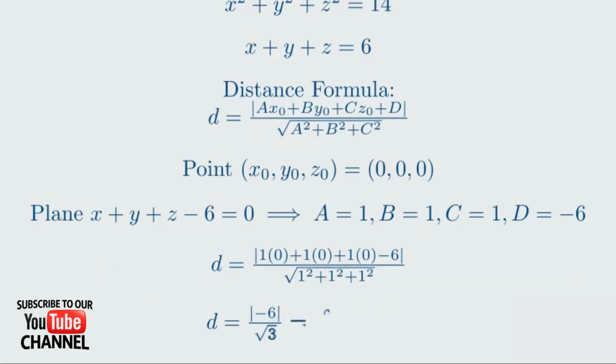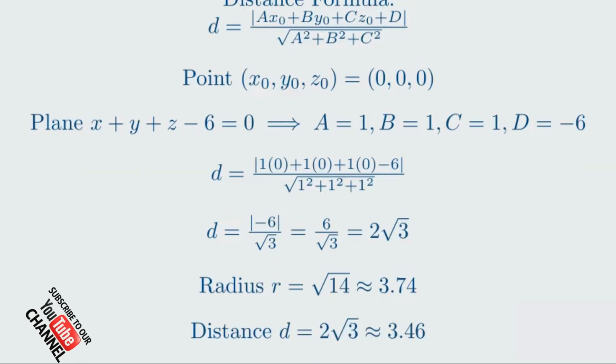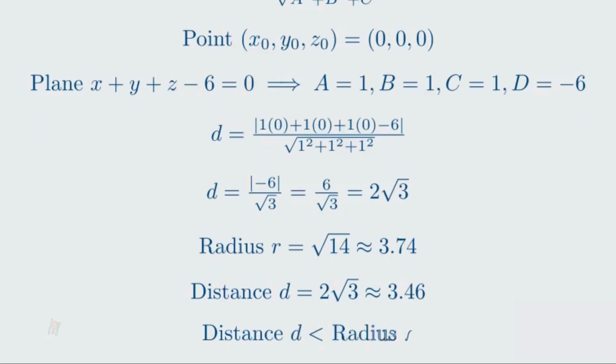Plugging these values into the distance formula, we get the absolute value of minus 6 in the numerator and the square root of 3 in the denominator. The distance is 6 over the square root of 3, which rationalizes to 2 times the square root of 3. Now we compare this distance, d, to the sphere's radius, r. The radius r is the square root of 14, which is approximately 3.74. Our distance d is 2 times the square root of 3, which is approximately 3.46. The distance d is less than the radius r. This means the plane passes right through the sphere, so there should be solutions.